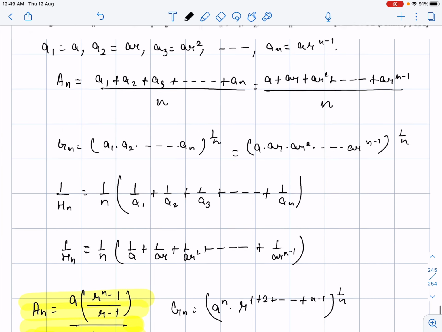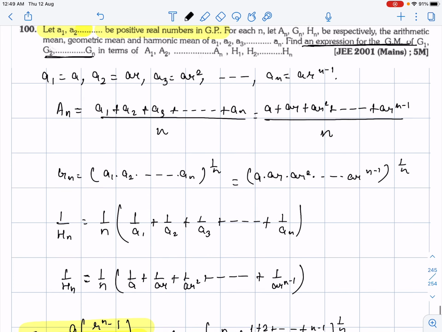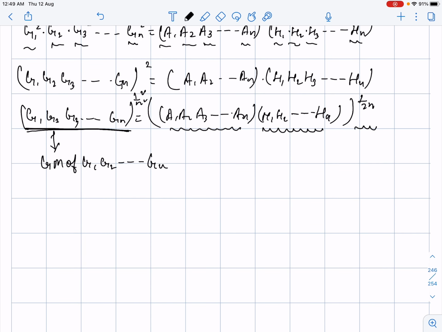In the question itself they have asked us over here: find the expression for gm of g1, g2, g3 so on up to gn. So gm of n numbers will be the product of n numbers to the power 1 upon n. So I have taken the nth root on both sides. This is the final relation. The gm of g1, g2, g3 goes on up to gn will become a1, a2, a3 so on up to an multiplied by h1, h2, h3 so on up to hn, to the power 1 upon 2n.